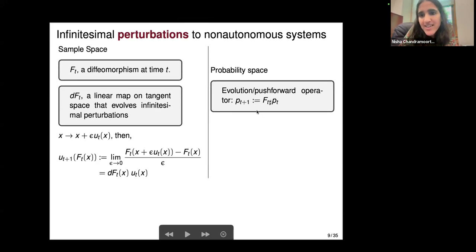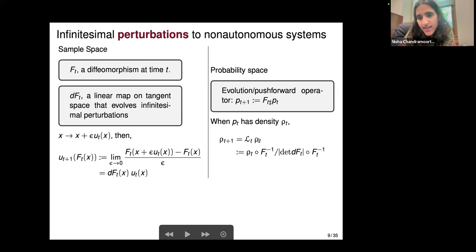Okay. And on probability space, as I mentioned before, we have the push forward operator, which you may know as simply, this notation just means that if you take a sample according to PT and you apply the map FT, then you get a sample according to PT plus 1. PT is the probability measure, rho T is the associated density, and we can define the transfer operator, which simply takes a density. As I mentioned, it's a linear operator, and this is also a time-dependent transfer operator because we are in a non-autonomous setting.